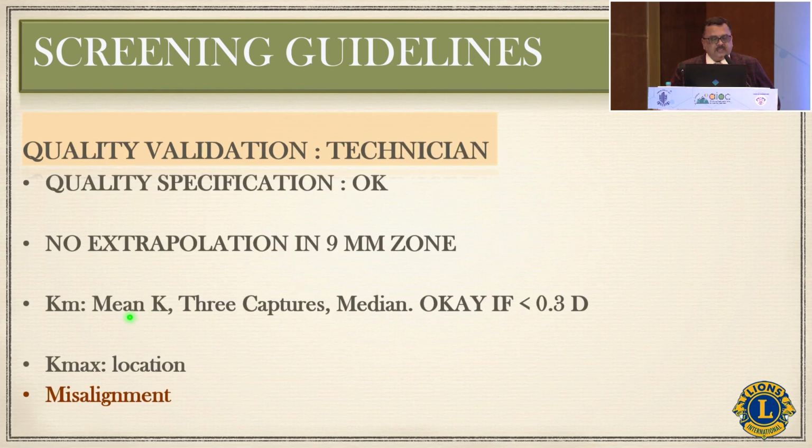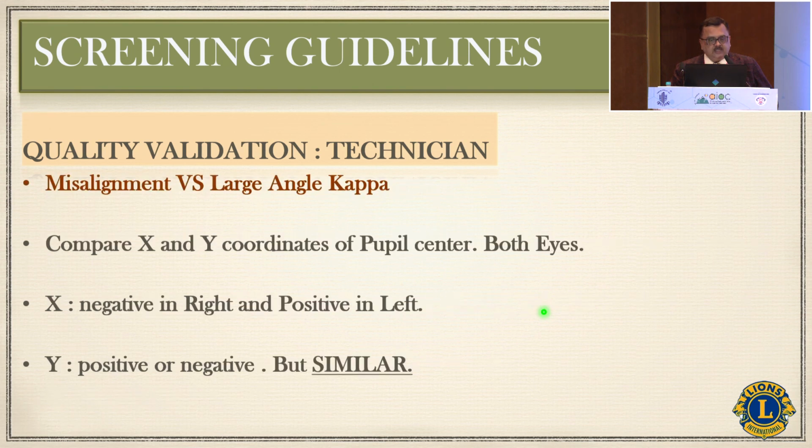The technician has to take 3 captures. The median K value of the Kmax, the average K value, should be less than 3 diopters. If it is more than 3 diopters, kindly disregard it. And we have to see the misalignment and the large angle kappa. I'll just show you how to do it.